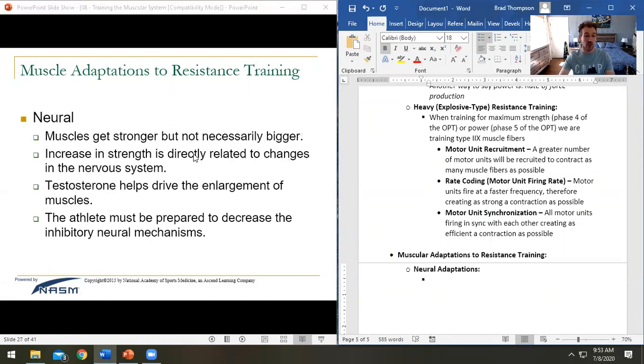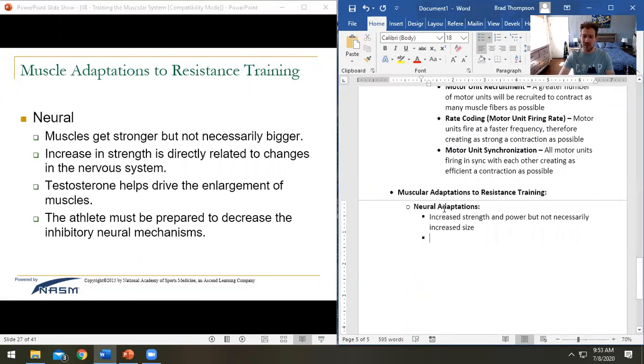Right. So neural adaptations, right? We will see increased strength and power, but not necessarily increased size. I will also say I don't know why they don't mention it enough here, but we'll also see increased stabilization and proprioception, right? We kind of talked about that a little bit yesterday.